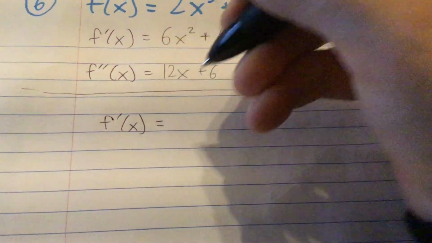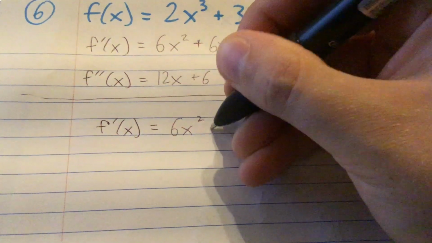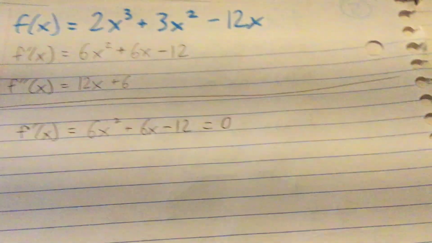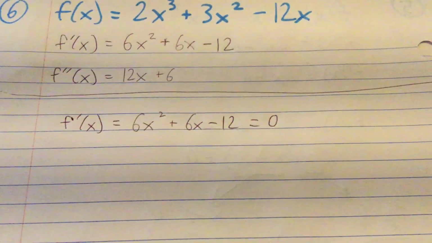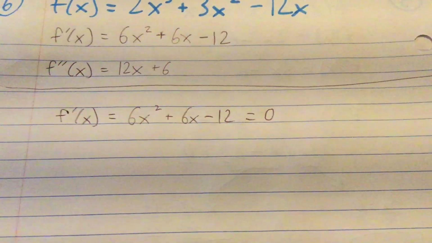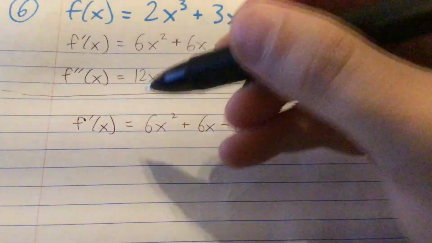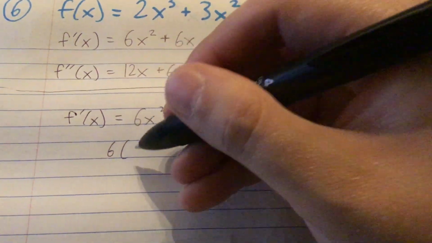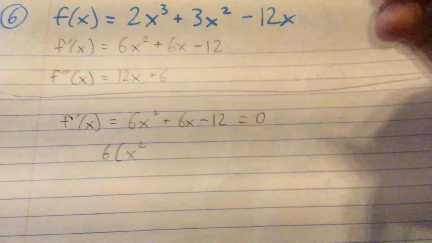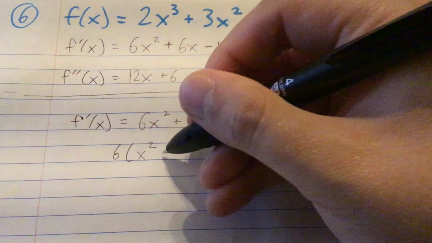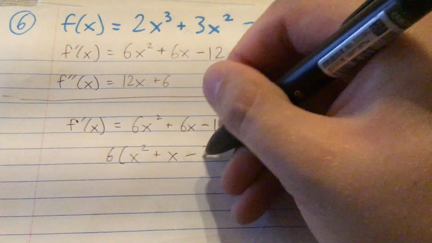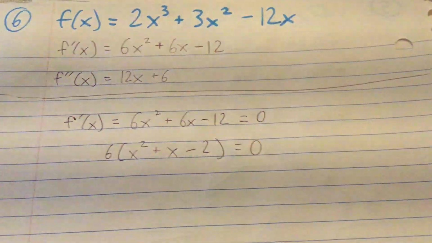So if I set f prime of x, 6x squared plus 6x minus 12, equals 0, let's solve for x using our algebra. I can factor all 3 of these terms by 6. So I would be left with 6 times x squared, 6 times positive x, minus 2, is equal to 0.